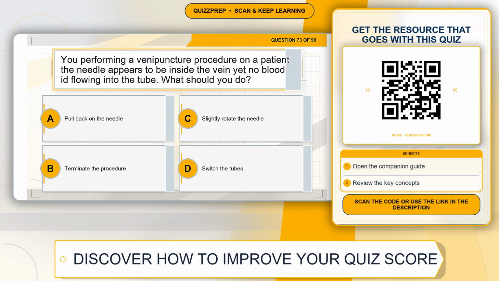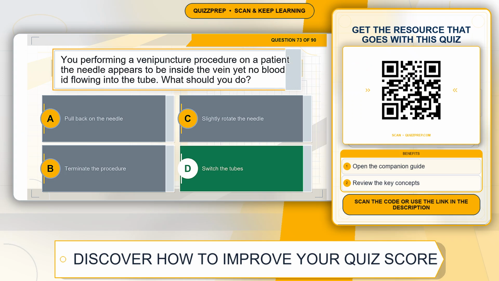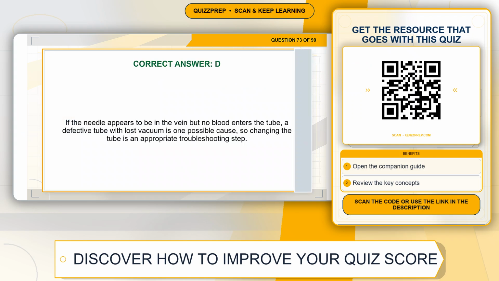Question 73. You are performing a venipuncture procedure on a patient. The needle appears to be inside the vein, yet no blood is flowing into the tube. What should you do? Option A, pull back on the needle. Option B, terminate the procedure. Option C, slightly rotate the needle. Option D, switch the tubes. The correct answer is option D, switch the tubes. Explanation. If the needle appears to be in the vein but no blood enters the tube, a defective tube with lost vacuum is one possible cause, so changing the tube is an appropriate troubleshooting step.